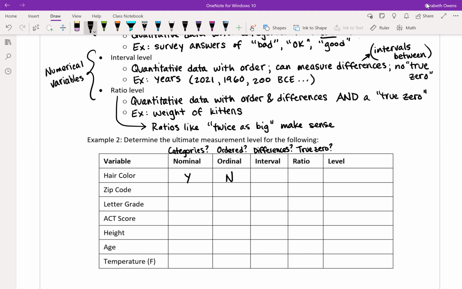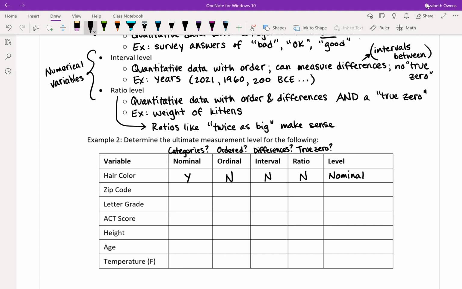Now, once you get a no on this, the other things should be no's as well. So no interval, no ratio. You can't look at differences like subtracting one hair color from another. And there is no true zero hair color. I mean, even white hair is a color. So our highest level that we've acquired here is just the nominal level of measurement.